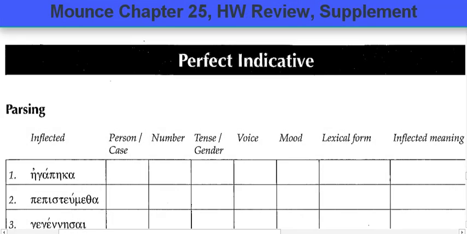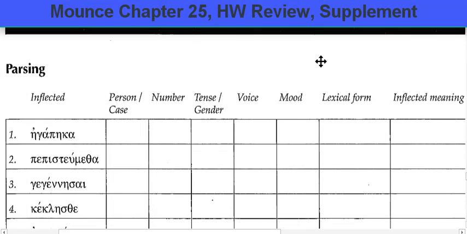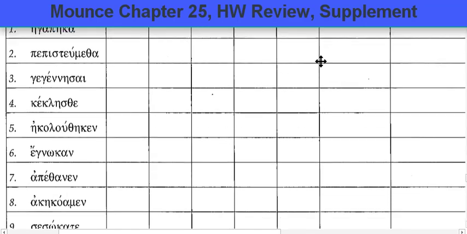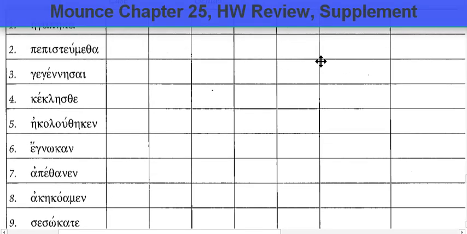Okay, so chapter 25. What questions do you have here on the parsing? Yeah, let's look at number 5 here. So say this after me. Akaluthican. So akaluthican. Now, what are we looking at here? I have a kappa hanging out over here, right? That could be a perfect formation. What's the lexical form? Anybody have any ideas here?